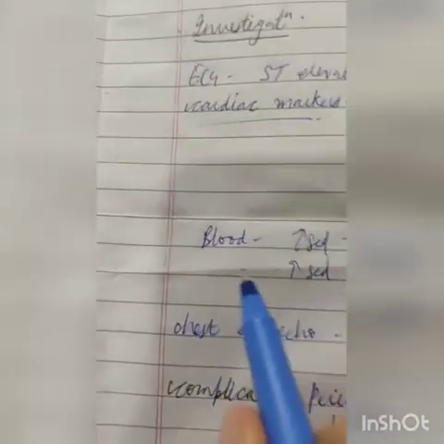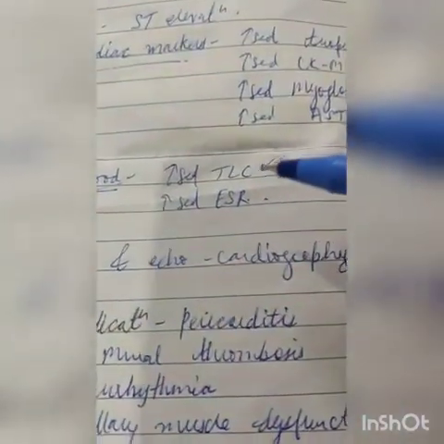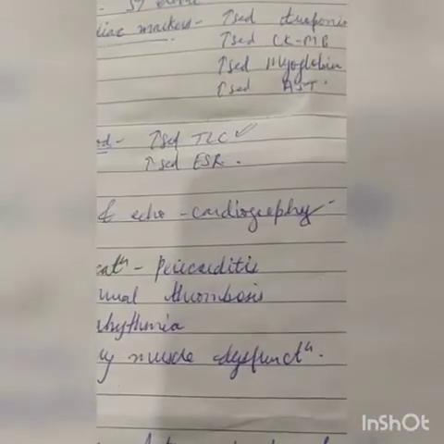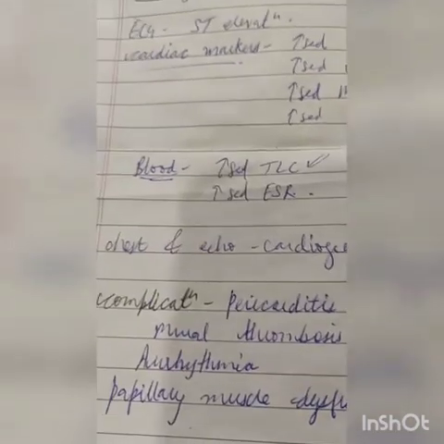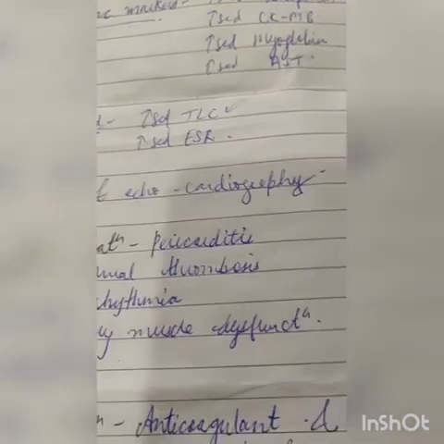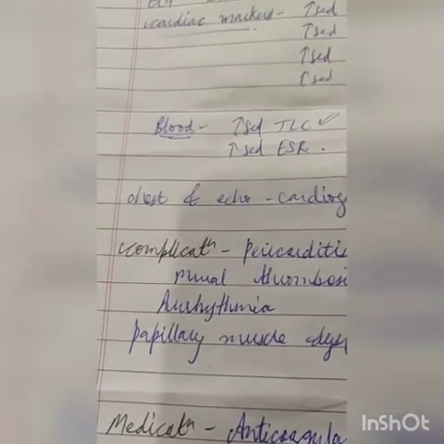And when it comes to the blood test, we will see that the total leukocyte count, that is TLC, and erythrocyte sedimentation rate, that is ESR, will also increase. Okay, and we also have to get the radiography of your chest and the echo.